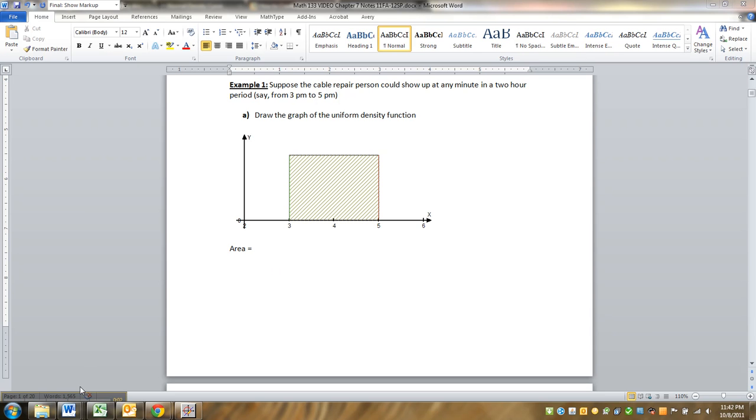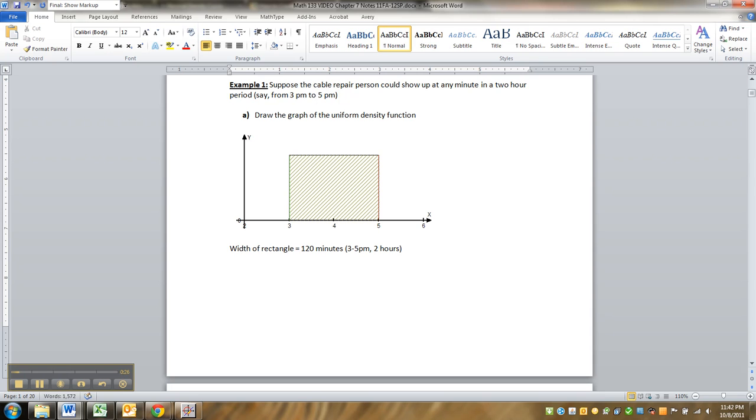I want to make sure everybody really understands what I did here. So the thing to keep in mind is that the width of the rectangle, or I guess I could call it length, it doesn't really matter. Width of rectangle is equal to 120 minutes. Now how do I get that? It's 3 to 5 p.m., which is 2 hours. Okay? Now the height of the rectangle is what we want to know about.